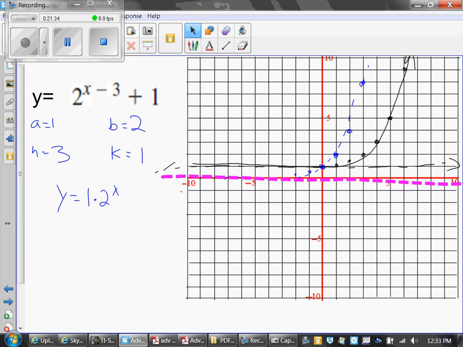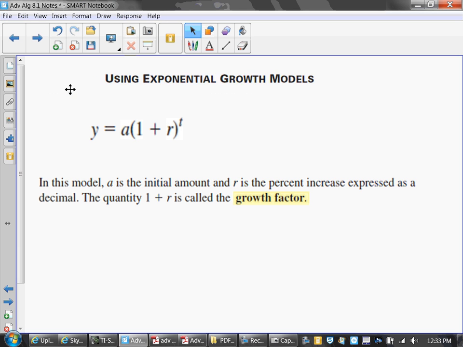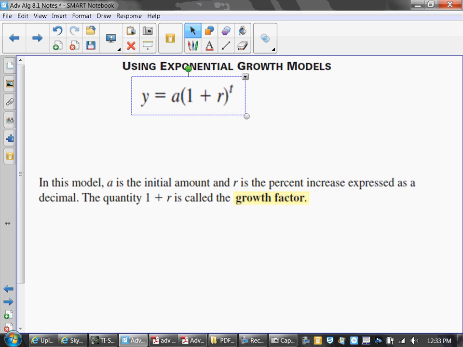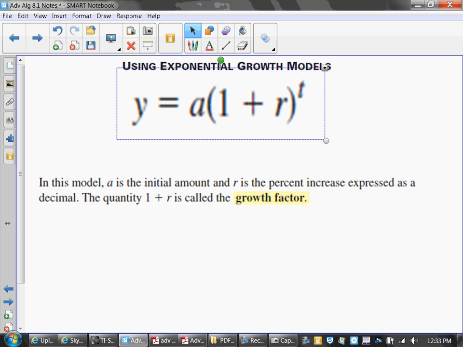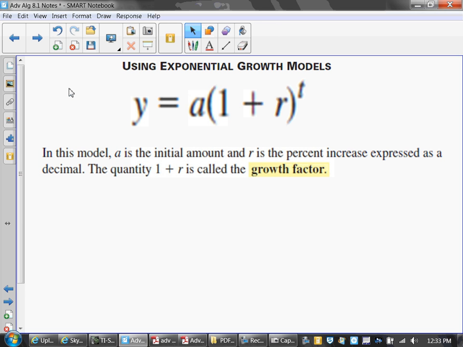When you get into a couple of these things, you'll see that the graphing part is relatively simple. But there's two parts to this section. You've got the graphing part, and then you've got the growth model part. Exponential growth models. This is kind of like the precursor to a whole bunch of word problems.